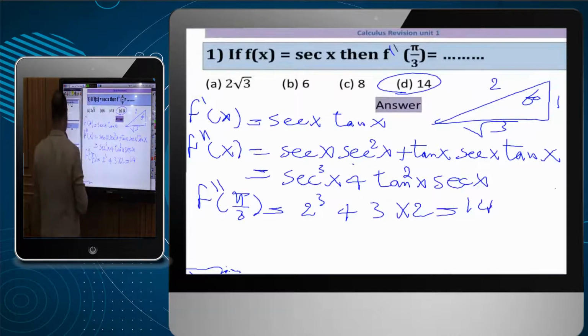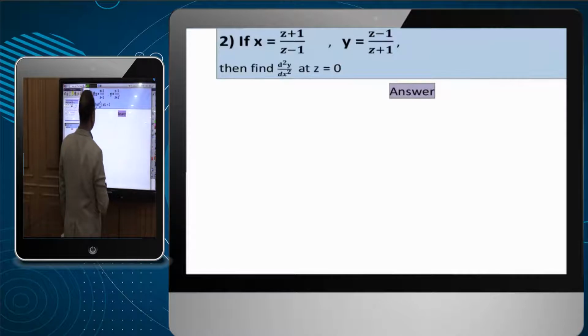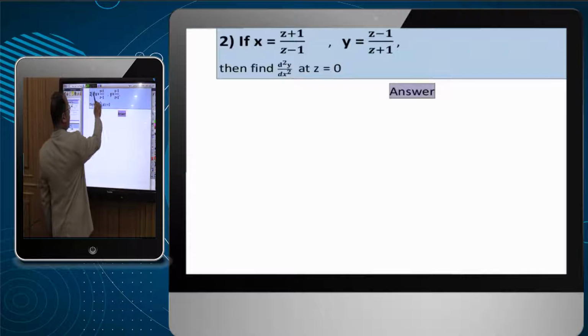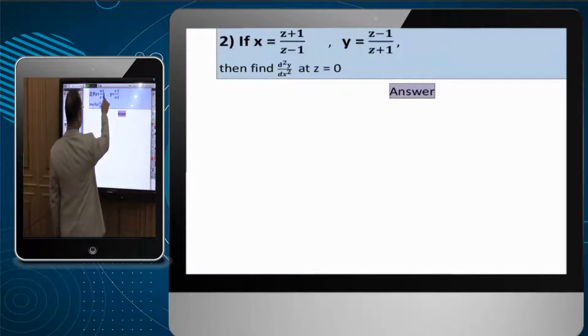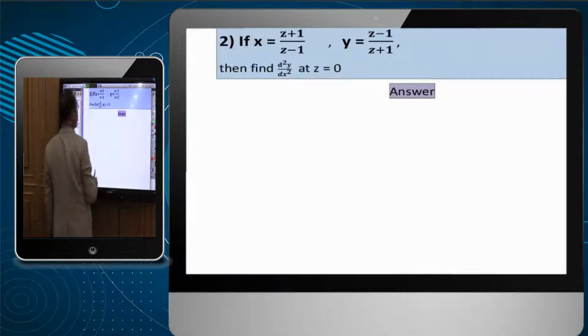Next. The second question: if x equal z plus 1 over z minus 1 and y equal z minus 1 over z plus 1, then find d2y by dx2 at z equals 0. If we observe the x and y, z plus 1 over z minus 1 and z minus 1 over z plus 1, each one of them is the reciprocal of the other.